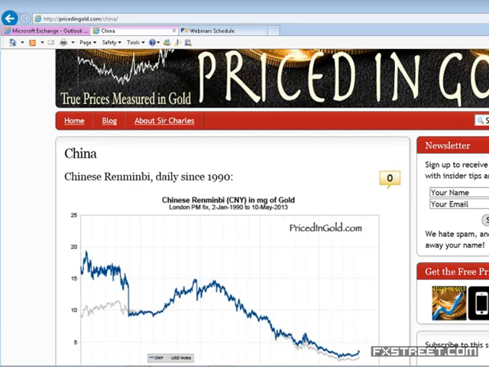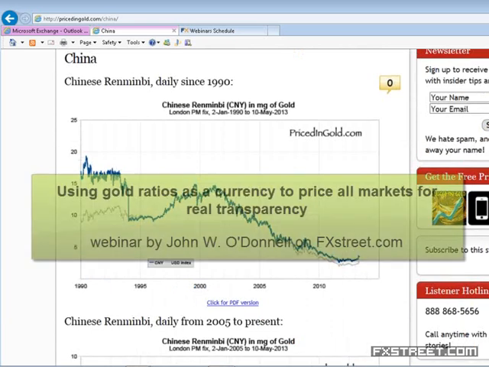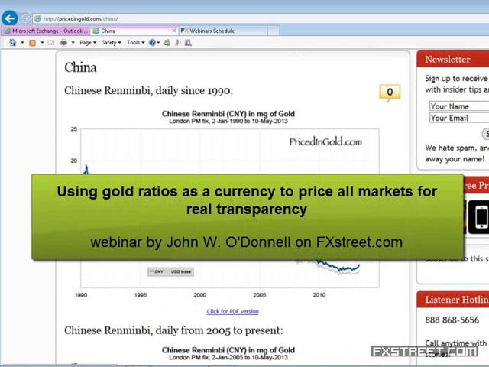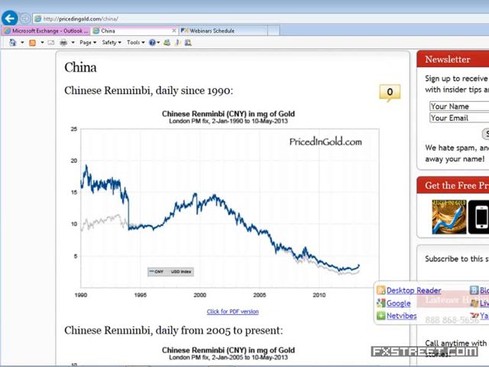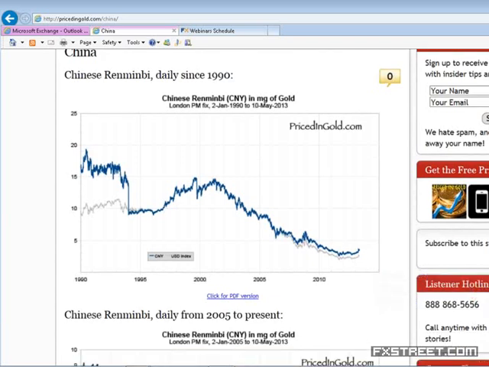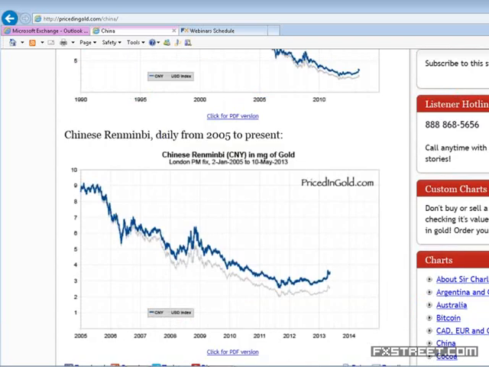Okay, here's the Chinese RMB. The Chinese yuan, as you can see, in 1990 was priced at almost 20 micrograms of gold. And today you can see that the Chinese currency, the yuan, is priced at about 3.5 micrograms of gold. Think about that for a moment. This is the Chinese RMB priced in gold.